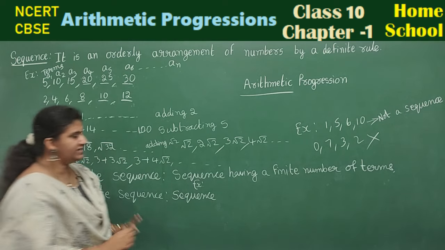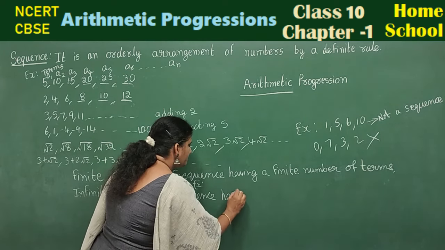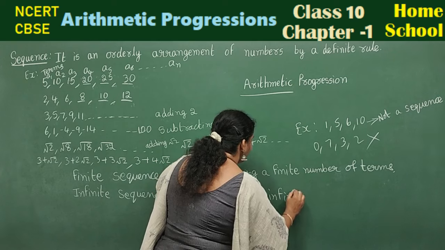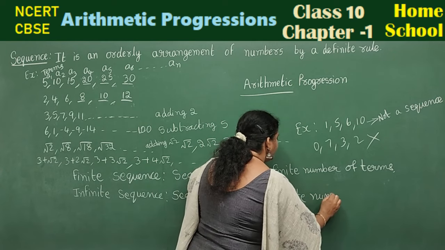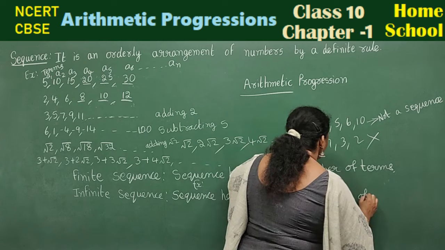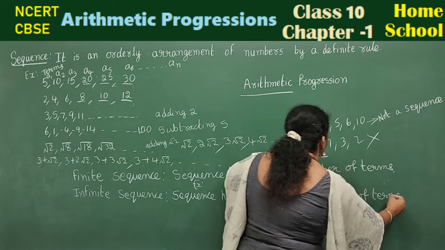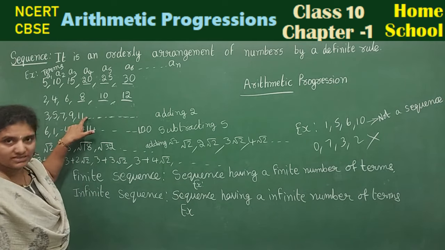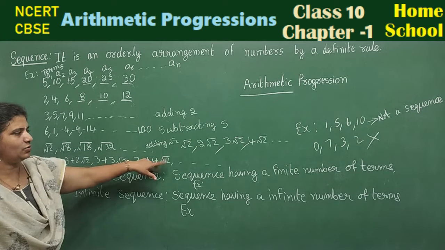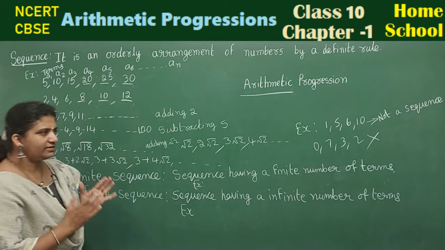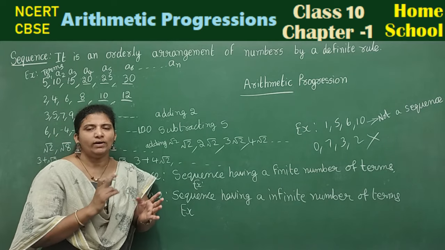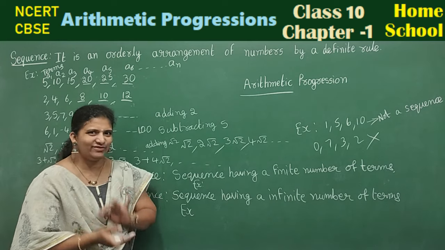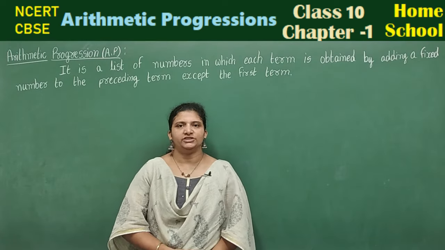For the infinite sequence definition: a sequence having an infinite number of terms is called an infinite sequence. For this, what are all the examples you are going to take? You can take this one, you can take this, and you can take this. Okay, so like this, you should understand carefully what is a sequence, what is a finite sequence, and what is an infinite sequence.